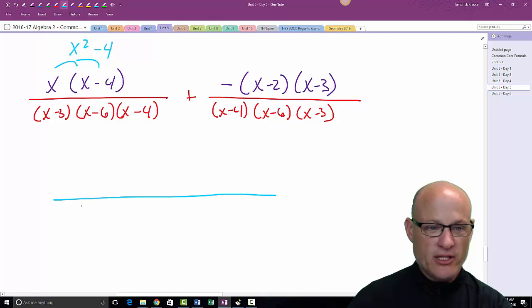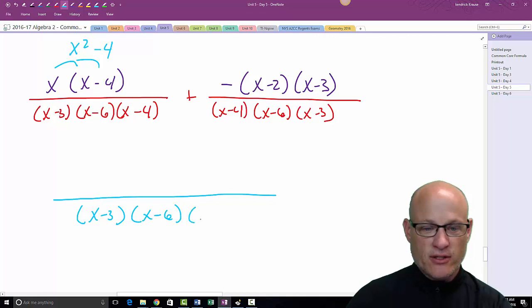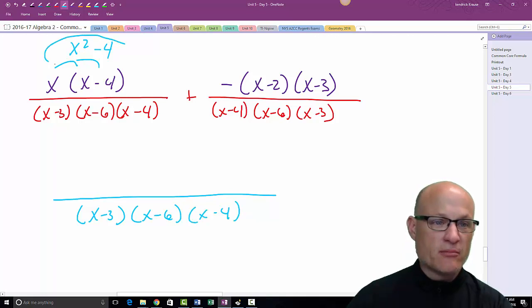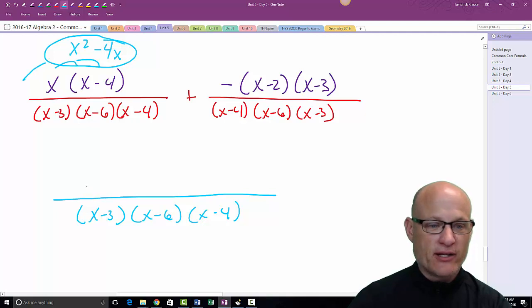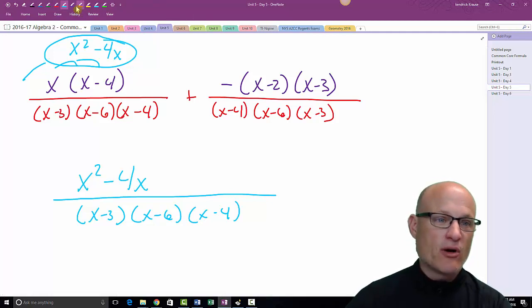So what we're going to do is keep the denominator, x minus 3, x minus 6, x minus 4. And this piece over here becomes x squared minus 4x. Got to remember to distribute that thing. So x squared minus 4x. Well, that would have been a bad mistake. Would have had the wrong answer.